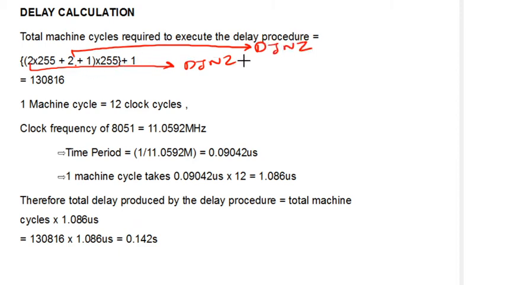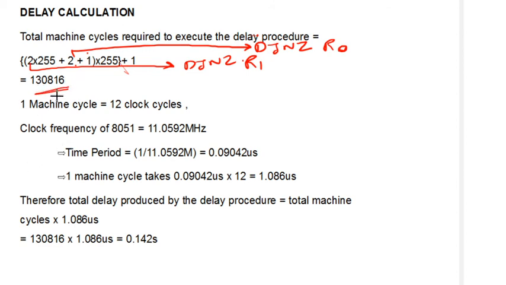This is for the inner loop: this is for DJNZ R1 and this is for R0. What happens here? DJNZ R1 is called 255 times, and once it is completed, DJNZ R0 will execute once, along with that reloading move instruction. This is for the move instruction. That will be repeated R0 times, that is 255 times count, plus 1 for the initial move instruction. Using this we get the total machine cycles.